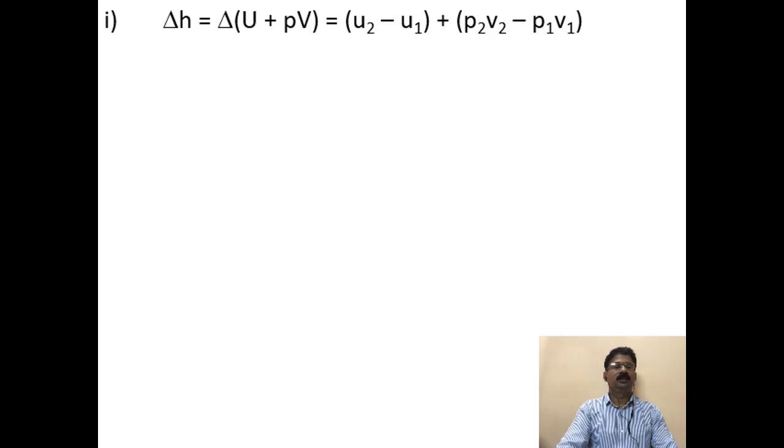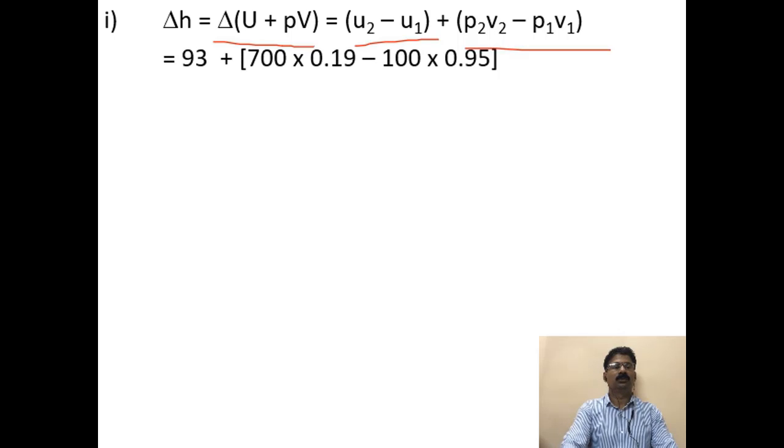So let us calculate the delta H, change in enthalpy, first. That is nothing but delta of U plus PV, that is U2 minus U1 plus P2 v2 minus P1 v1. So everything is given here. U2 minus U1, as I told you in the previous slide, is 93, and pressure is 700 kilopascal, v2 is 0.19, and P1 is 100, and v1 is 0.95. If you calculate, you will get delta H as 131 kilojoules per kg.